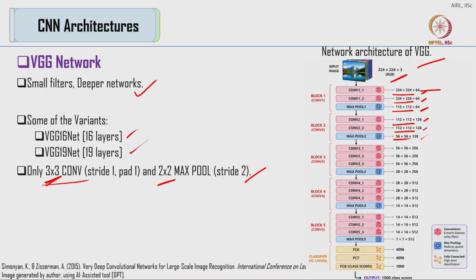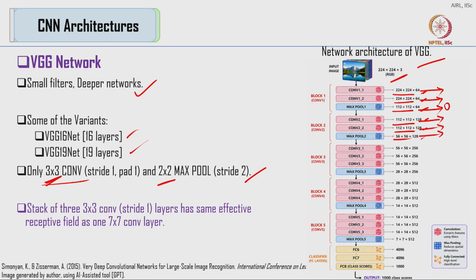Additionally, we can also comment on the total number of learnable parameters in all of these layers. So, essentially the number of learnable parameters in conv1_1, conv1_2 and max pool 1. For max pool it would be 0, right. Now, one fundamental concept that VGG actually explored was that it stacked 3x3 convolutional layers and found that it has the same effect as a 7x7 convolutional layer, right. Now, let us take a deeper look into this particular point.